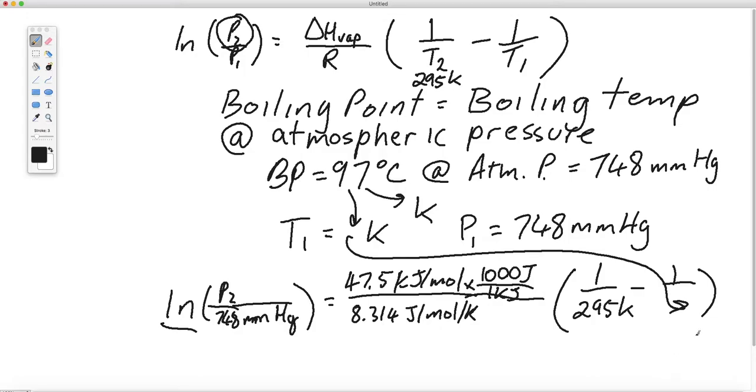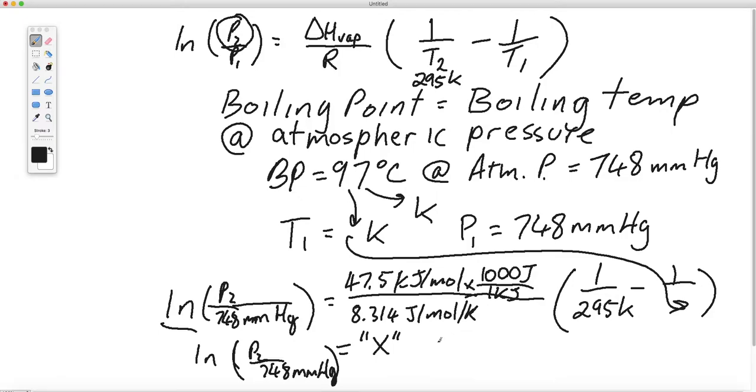So we're going to end up with a number here that we can use, and then we have to isolate P2. So what we can do there is, I'm just going to call this number X for now, whatever this comes out to be. I'm going to get you to figure that out. So we've got ln of P2 over 748 millimeters of mercury is equal to x.